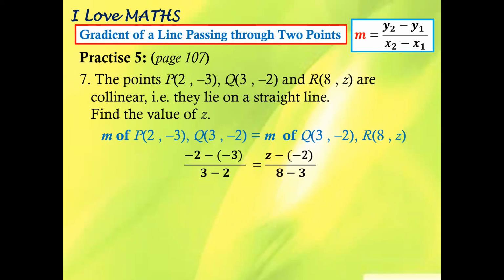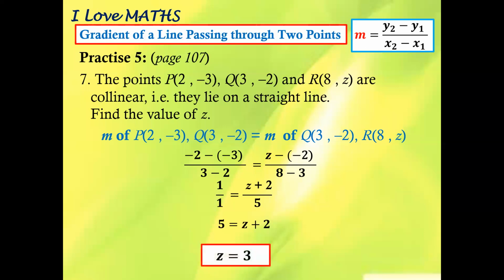So we have -2 minus -3 all over 3 minus 2 for the gradient of the line passing through the points PQ, while z minus -2 all over 8 minus 3 is the gradient of the line passing through the points QR. Simplifying, it will become 1 over 1 equals z plus 2 over 5. Cross multiply, that will become 5 equals z plus 2. Therefore, the value of z is positive 3.